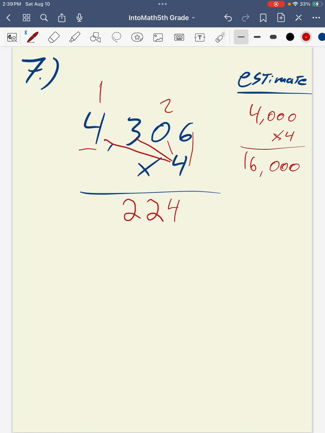Lastly, I multiply 4 times 4,000, which gives me a total of 16,000, plus 1,000, add it together, gives me a total product of 17,224. This is close to our estimate of 16,000. These are reasonable answers.